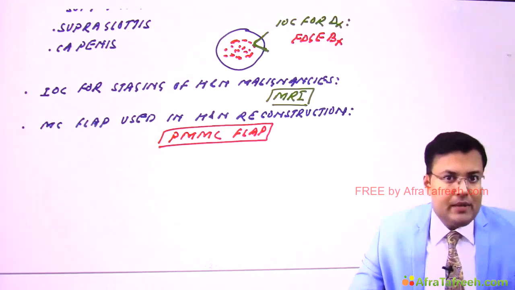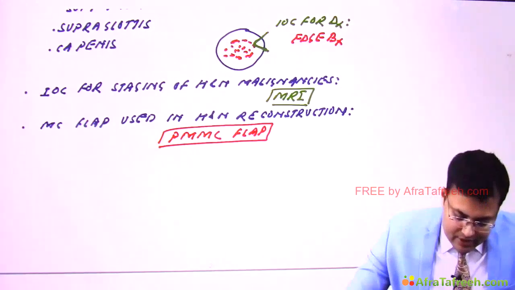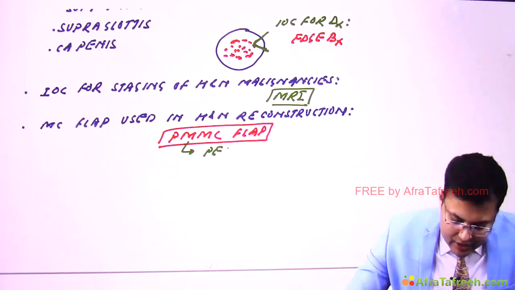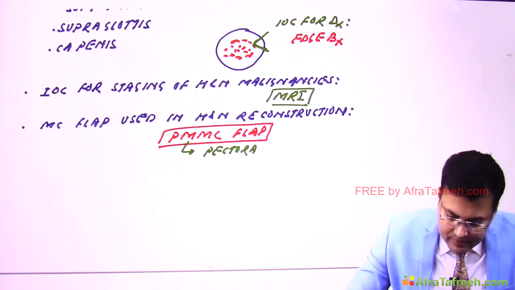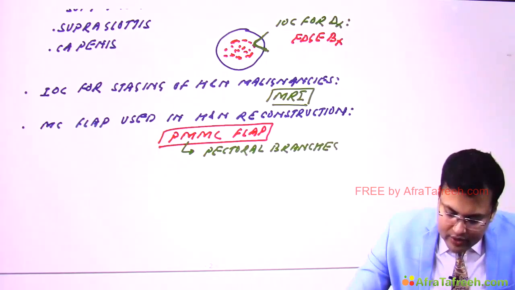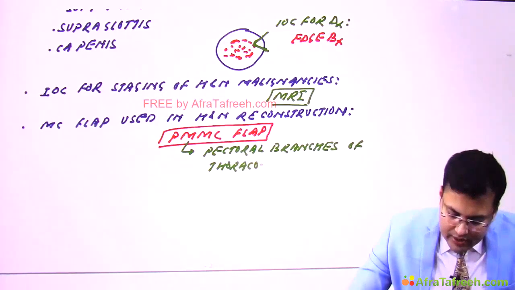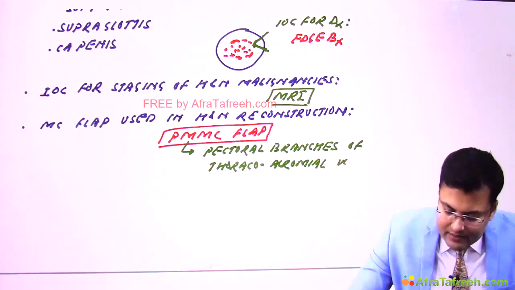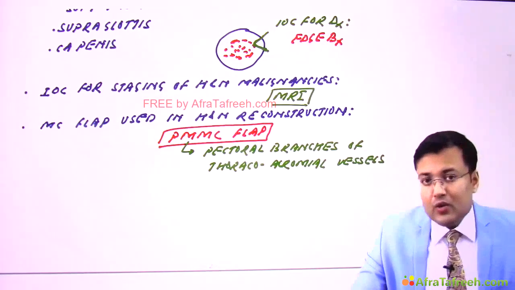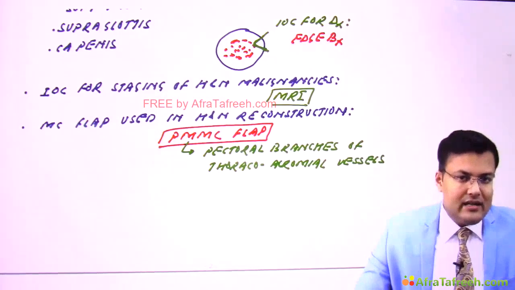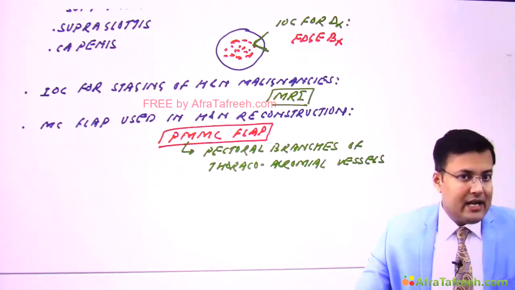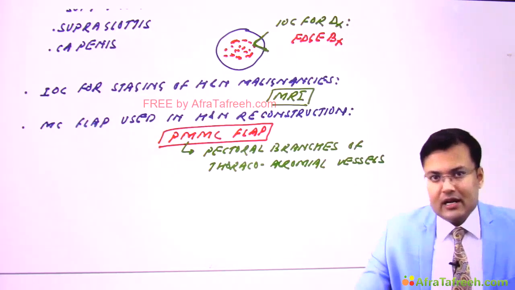This is also one important question. So it is based on pectoral branches of thoracoacromial vessels. Simple. So these are important one-liner questions asked in relation to carcinoma oral cavity. Now we are going to discuss the risk factors for carcinoma oral cavity.